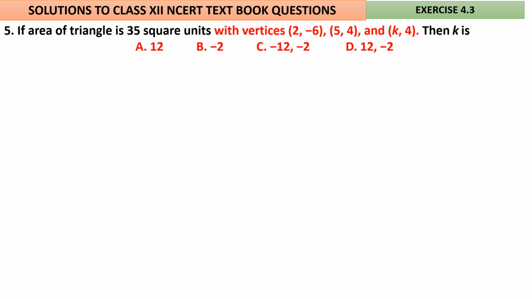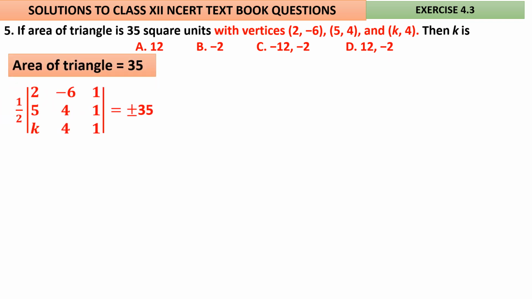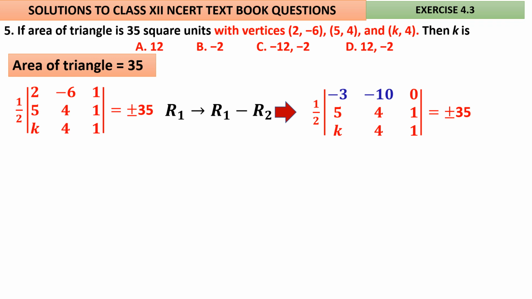Number 5. The area of the triangle is 35 square units. Then find k. This is the same type of problem, given in the form of multiple choice. Area of the triangle is 35. Therefore, we are writing it as plus or minus 35. We are writing R1 as R1 minus R2. We are expanding it. 2 minus 5 is minus 3, and 6 minus 4 is minus 10.